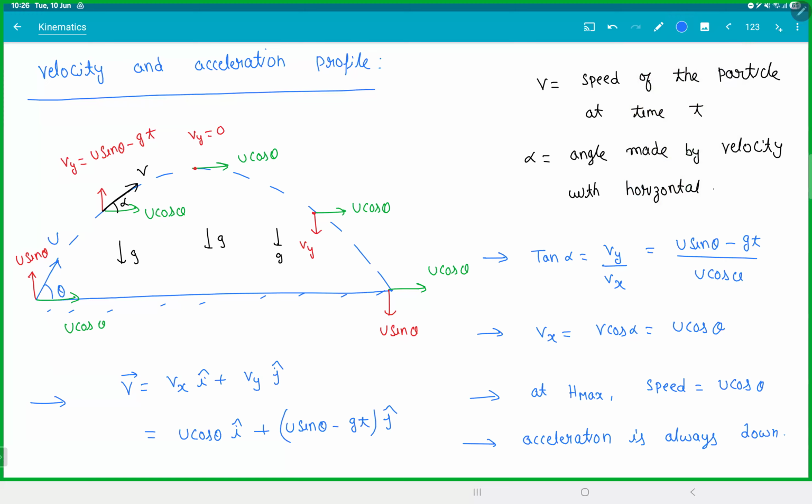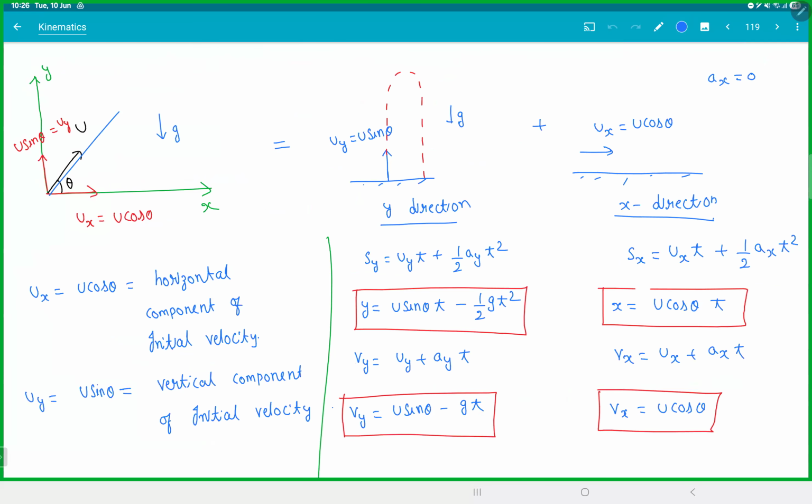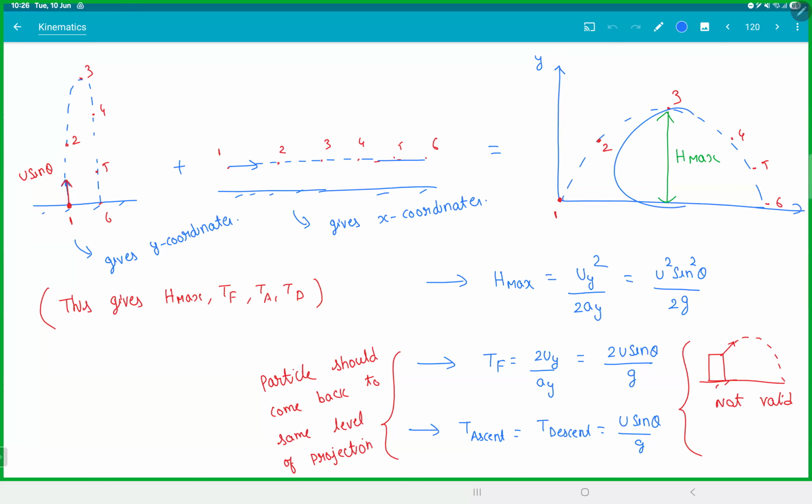So see what all things we did. We started the whole story like this. The particle is projected at an angle with u and theta, so I split this into two parts, u sin theta and u cos theta. U sin theta was responsible for going up and down, and u cos theta was responsible for going right. So this u sin theta gave me the h max. U sin theta will give you the time of flight. U sin theta will give time of ascent and time of descent. So anything that is related to time, the vertical component is responsible.